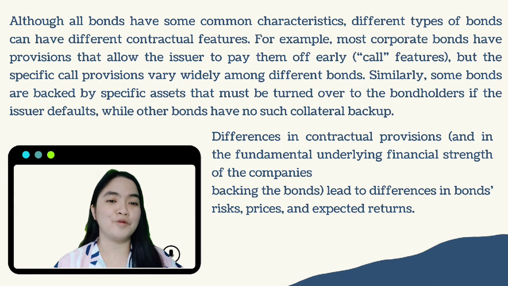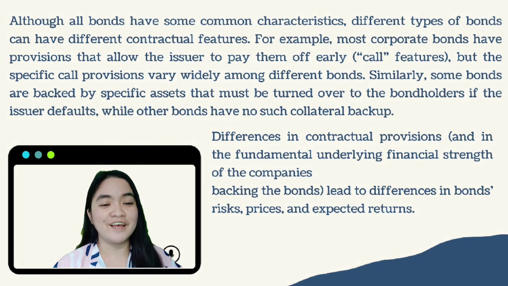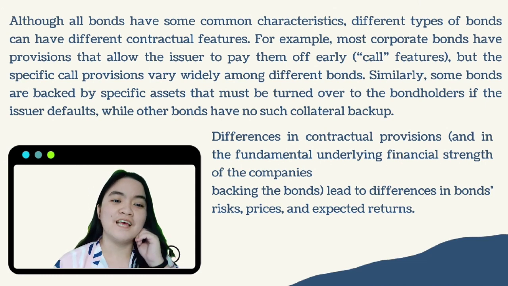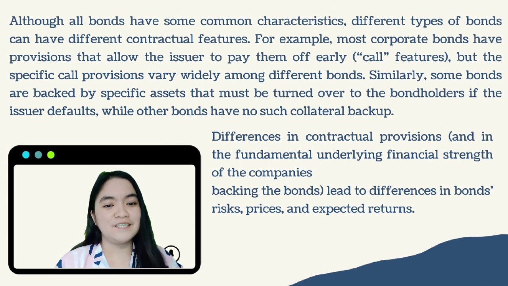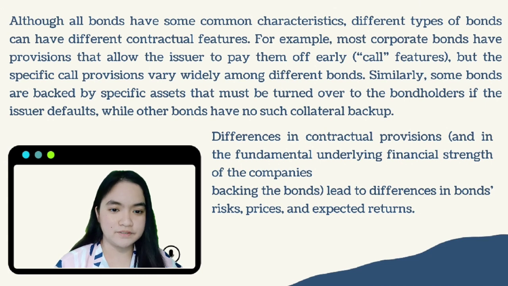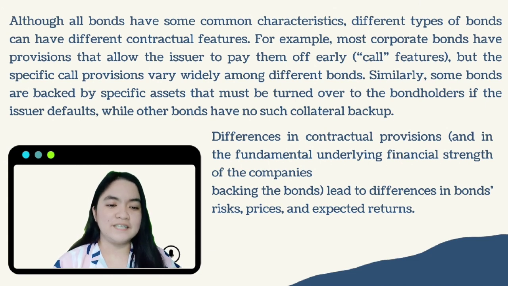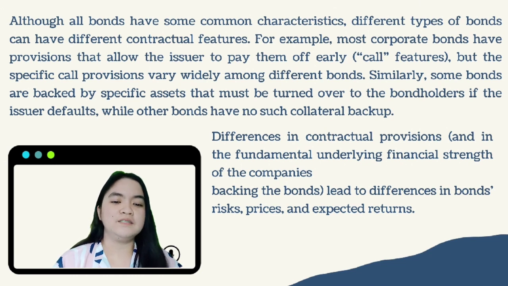Although all bonds have some common characteristics, different types of bonds can have different contractual features. For example, most corporate bonds have provisions that allow the issuer to pay them off early, called call features, but the specific call provisions vary widely among different bonds. Similarly, some bonds are backed by specific assets that must be turned over to the bondholders if the issuer defaults, while other bonds have no such collateral backup. Differences in contractual provisions and in the fundamental financial strength of the companies backing the bonds lead to differences in bond risk, prices, and expected returns.